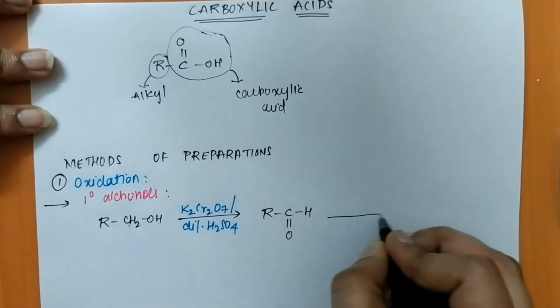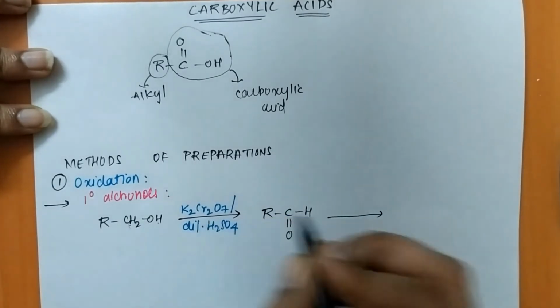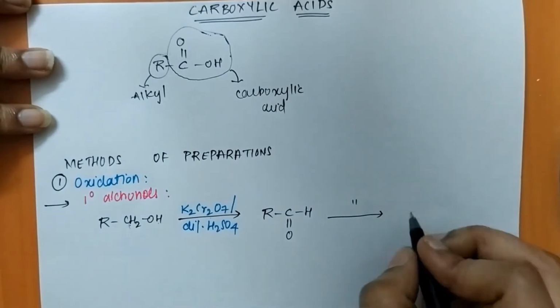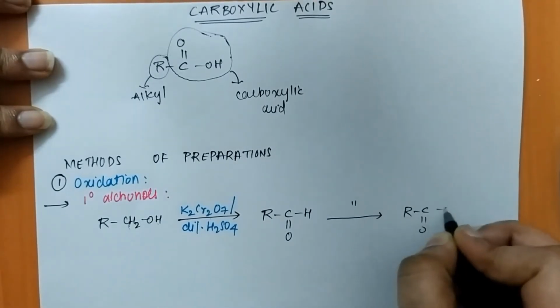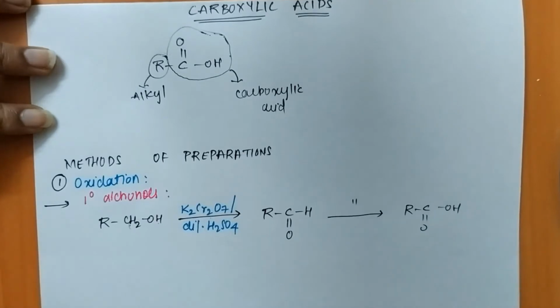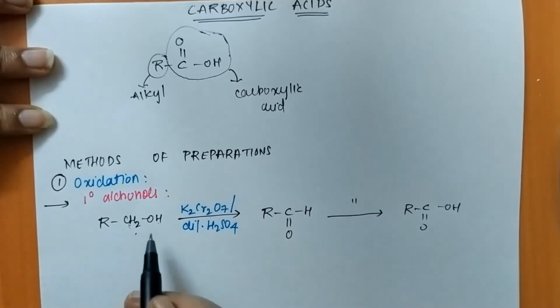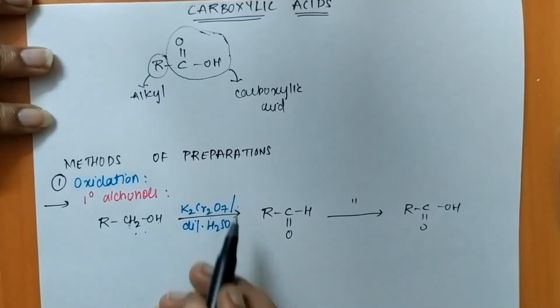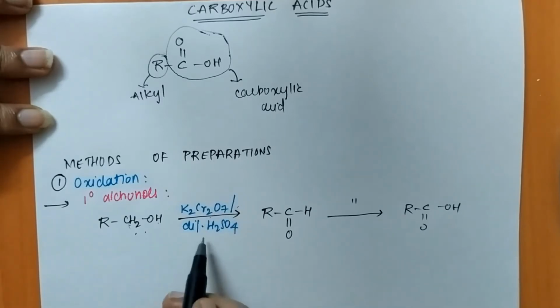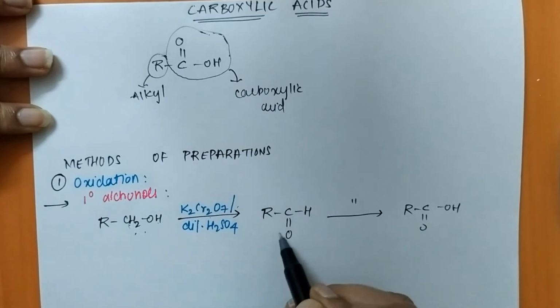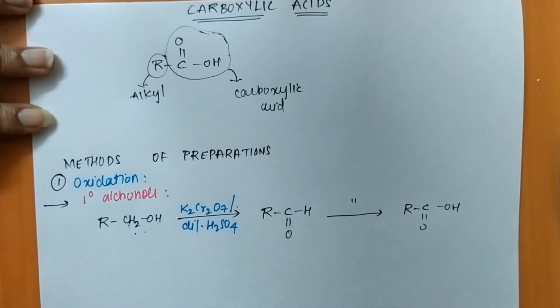Now this aldehyde is further allowed to react with the same reagent, and therefore we get a carboxylic acid. This is how we get carboxylic acid by the oxidation of primary alcohols. The primary alcohol reacts with K2Cr2O7 in the presence of dilute H2SO4, leading to the formation of an aldehyde, and this same aldehyde reacts with the same reagent, and ultimately we get the carboxylic acid.